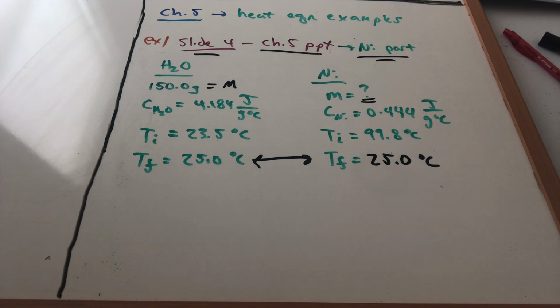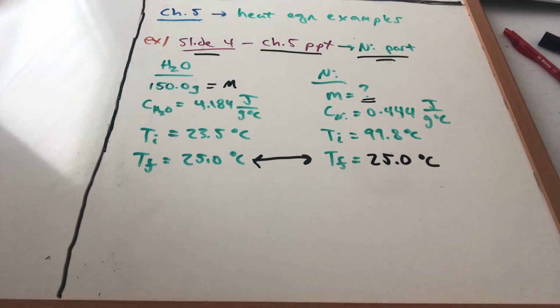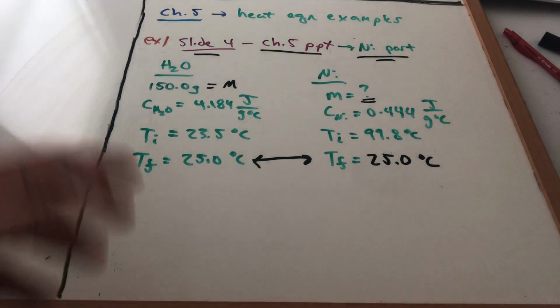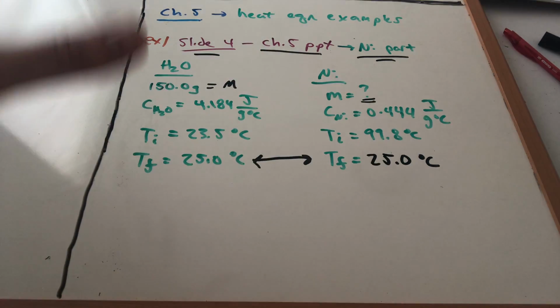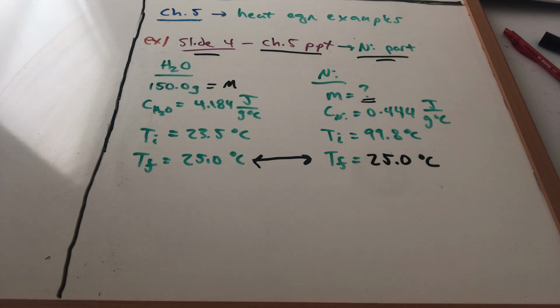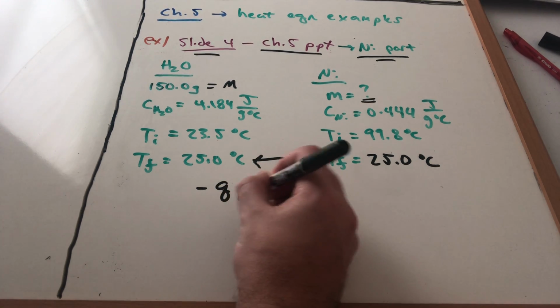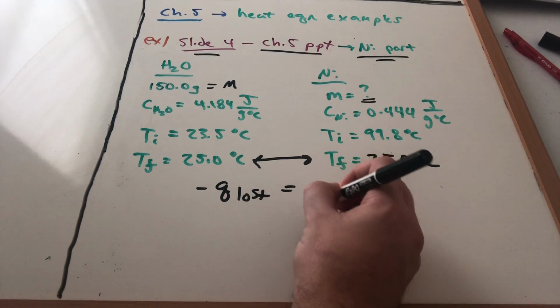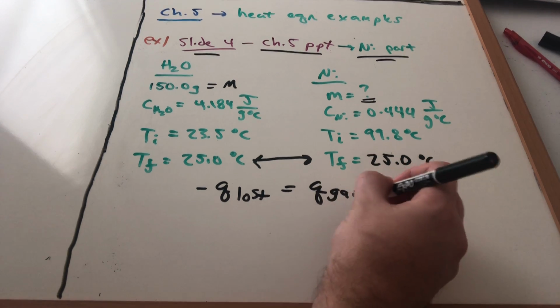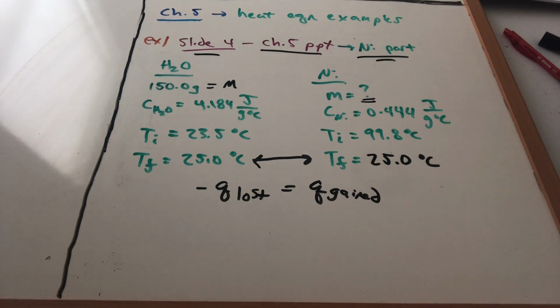All right, so how do I even set this up? It's just a big list of information right now. Well, are more than one objects mentioned? Yeah. Is one object hotter than the other one? Are they going to exchange heat? Absolutely. So you know then that your starting point is minus Q lost equals Q gained. All right, so that helps out.